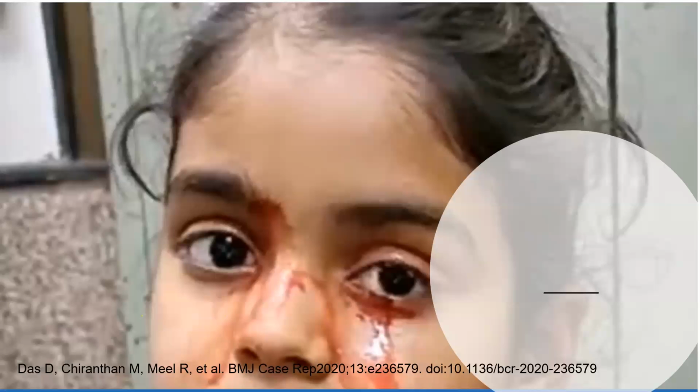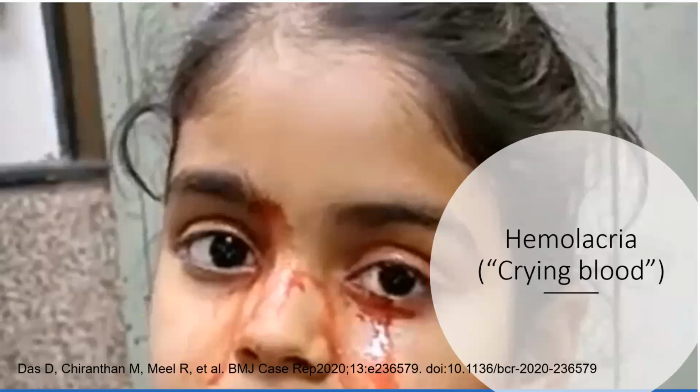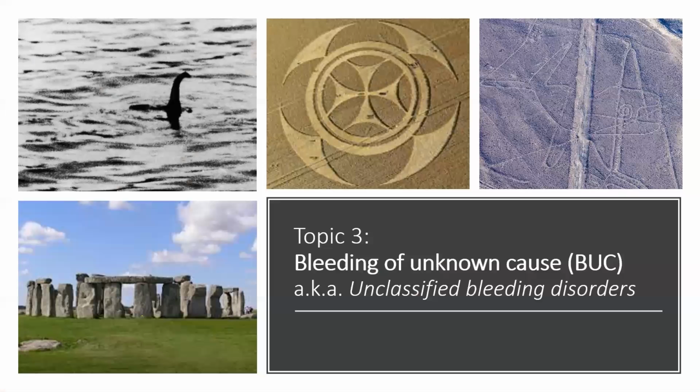This patient is crying blood. I don't know if anyone knows the name for this. So this is called hemolacria. And this is also seen in younger girls with emotional or physical trauma. And it's literally the body's way of saying, help me, I am crying blood. Yeah, so that's the end of vascular purpuras.